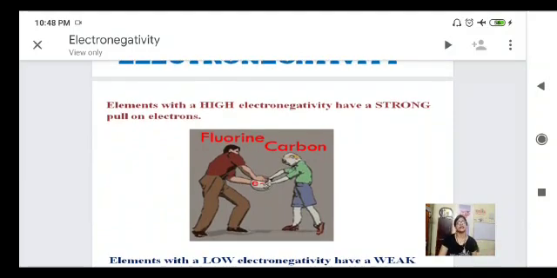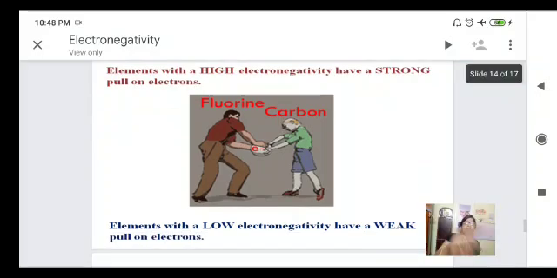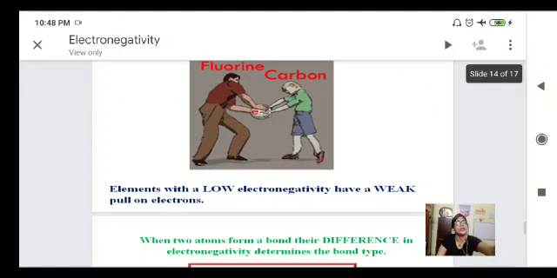I already said that elements with high electronegativity have a strong pull towards electrons, and that is depicted by this picture. You can see the obese person represents fluorine, which has higher electronegativity, and the thinner one represents carbon, which has lesser electronegativity. So obviously the ball, that is the electron pair, will be dragged more towards fluorine, since it has higher electronegativity. Elements with low electronegativity have a weak pull on electrons.